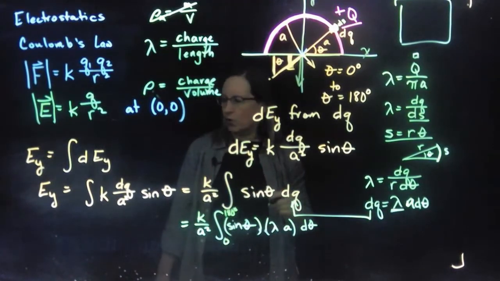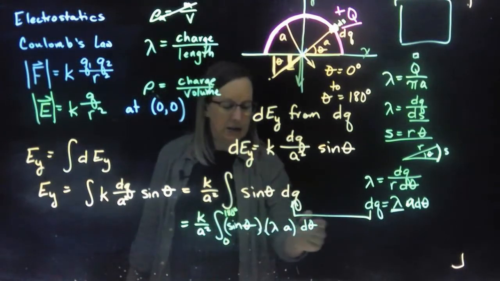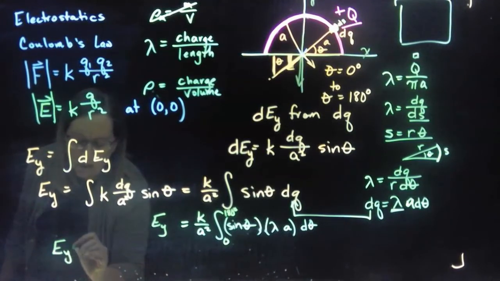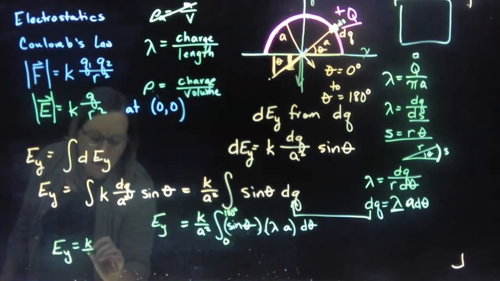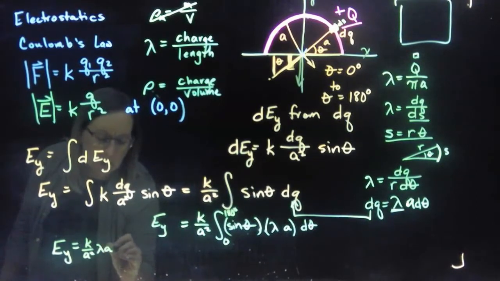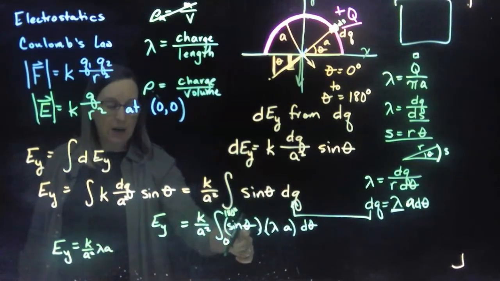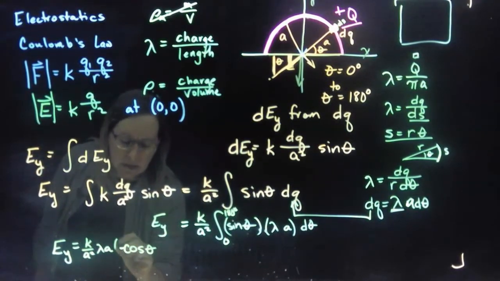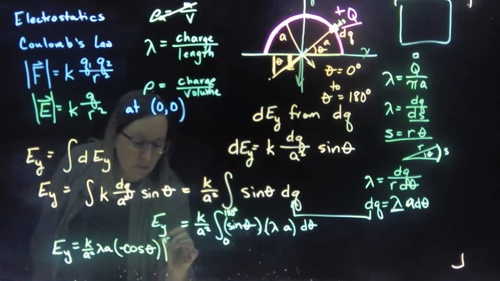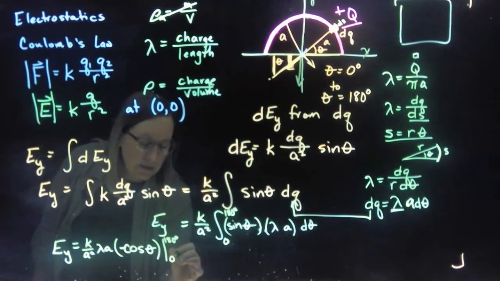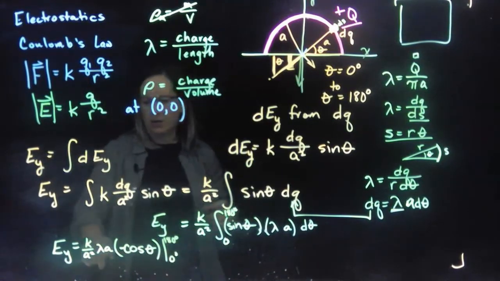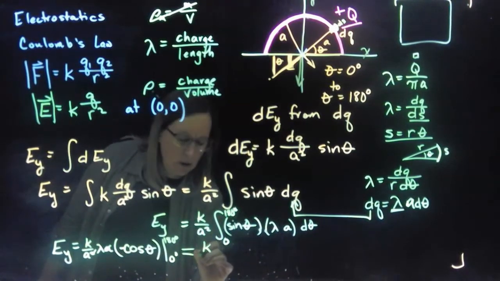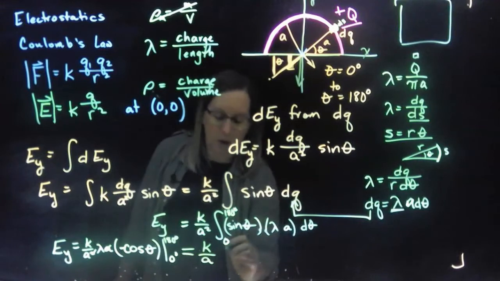Okay, so the integral of sine theta d theta. Rewriting this, I'm going to have k over a squared lambda times a, times the integral of sine theta, which is minus cosine theta. I think there's a minus sign there. And I'm going to evaluate it from 180 degrees, or pi, to 0 degrees. And so this cancels with one of the a's, and this becomes k over a lambda.